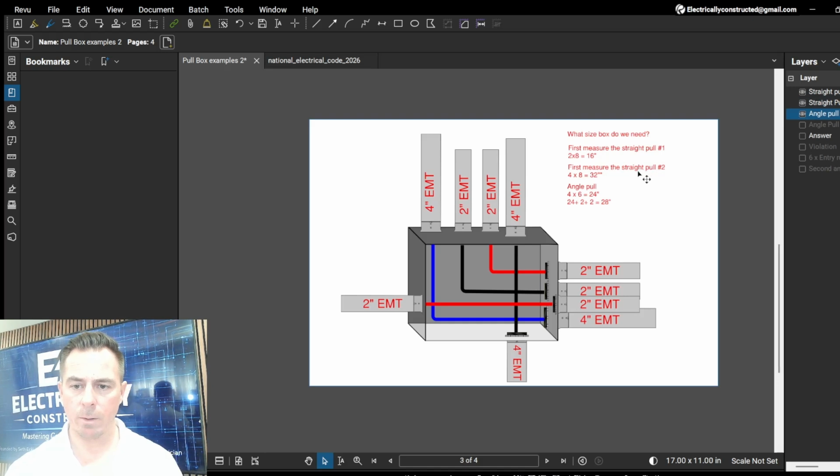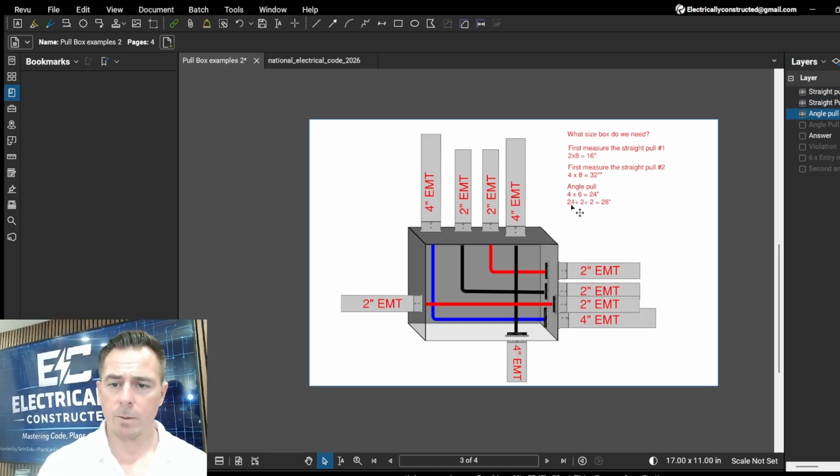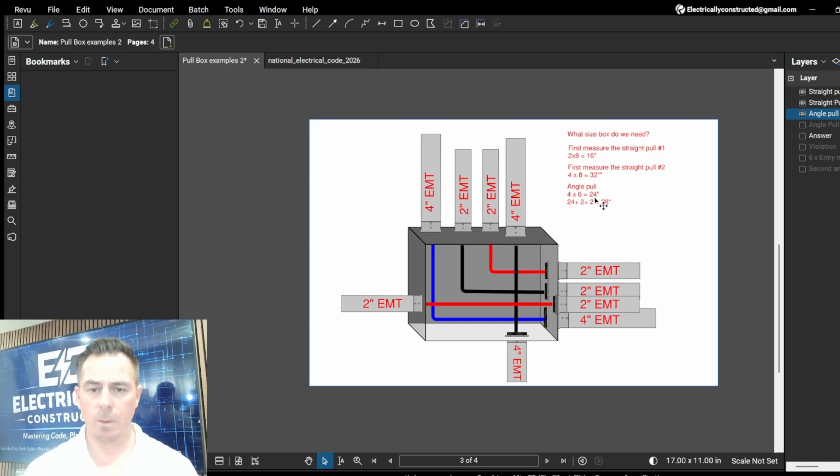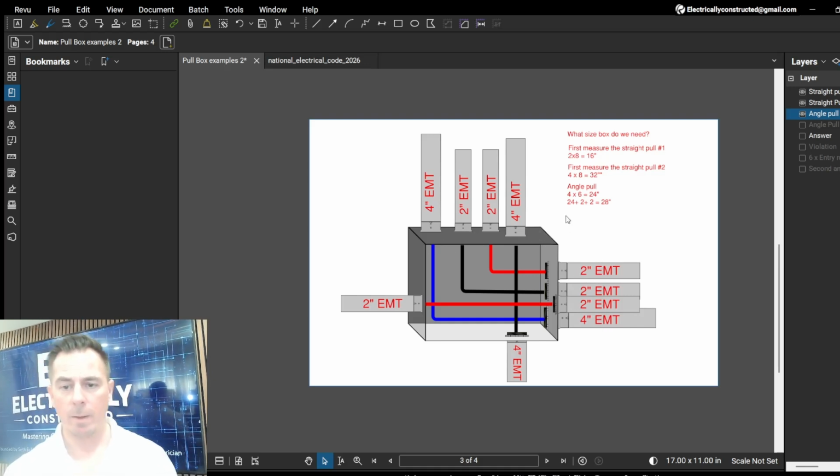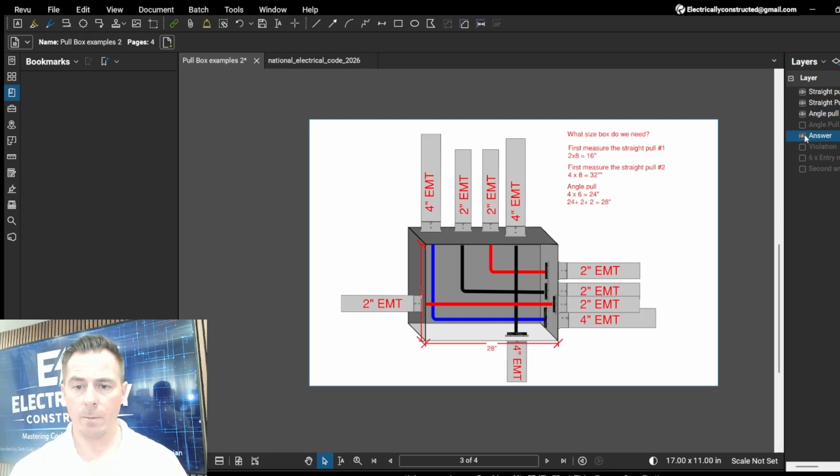Let's find out our angle pole here. So our angle pole here is 4 times 6 is 24. So this helps us that both of these angle poles are the same calculation, so we only have to do this calculation once. But then we have the 2-inch and the 2-inch, so that gives us 28 inches. So what we find out is 28 inches is bigger than the straight pole here, so we have to use the 28 inches for our width. But the 28 inches is still less than the straight pole, the 4-inch right here, at 32 inches. So that will give us an answer of 32 inches high by 28 inches wide.